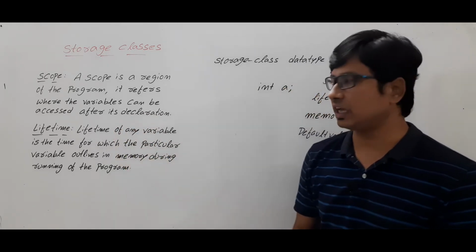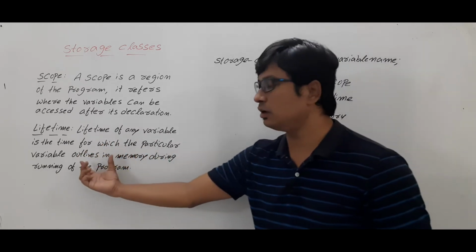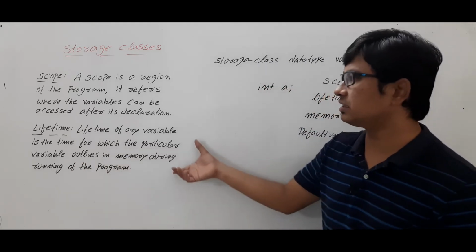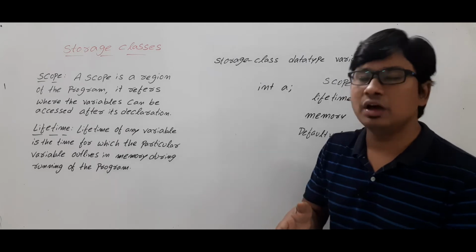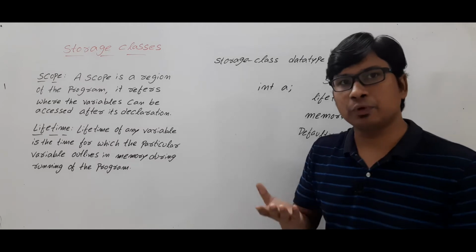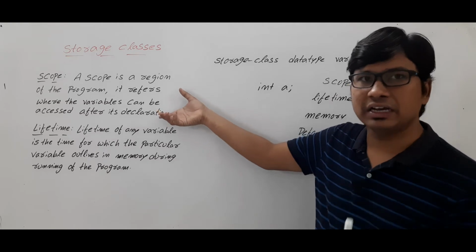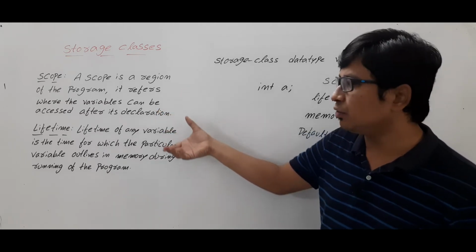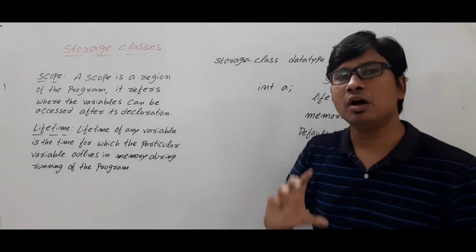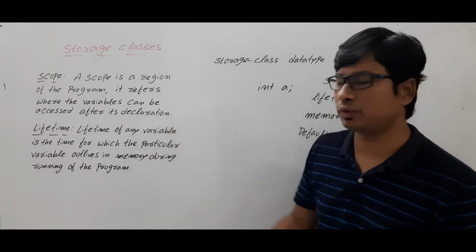Now coming to the lifetime. The lifetime of a variable is the time for which the particular variable lives in memory during the running of the program. Suppose the lifetime is only within the block, or within a function, or the entire program. All these things the lifetime will tell. So the scope will tell where you can access a declared variable. The lifetime will tell how long it will be allowed: only within the block, or in the entire program. All these things we will discuss one by one.